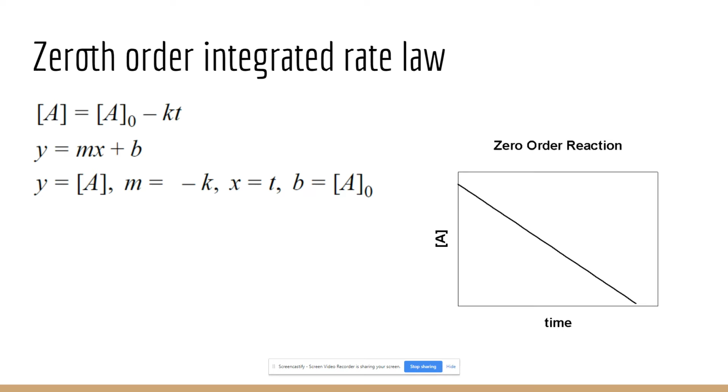Pause here. Then if I have a 0th order integrated rate law, a plot of concentration versus time is going to be linear. The slope of the line is just going to be equal to negative k, and the y-intercept will be equal to initial concentration.